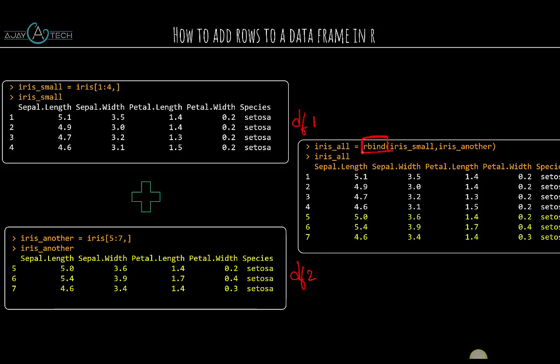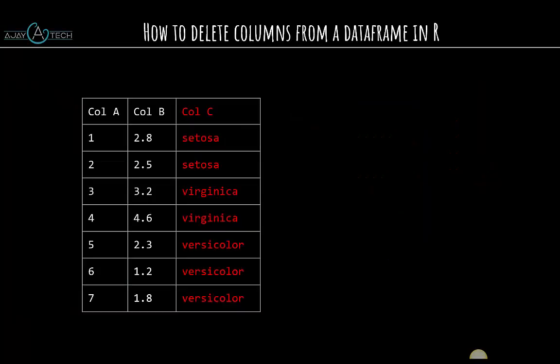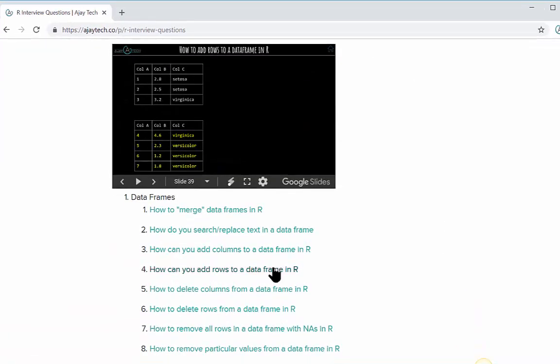Okay, rbind. You specify the original data frame, the data frame 1 that we want to add the rows to, and then you also specify the second data frame that you want the rows to be pulled from, and then R will automatically add all the rows in data frame 2 to data frame 1 and then put it in this new data frame. So the command is rbind. So let's check it out. How to add rows to a data frame.